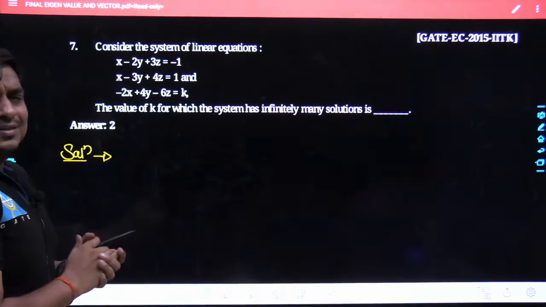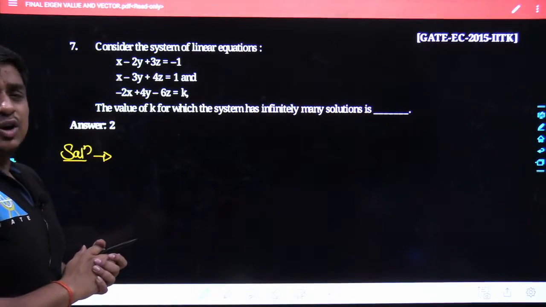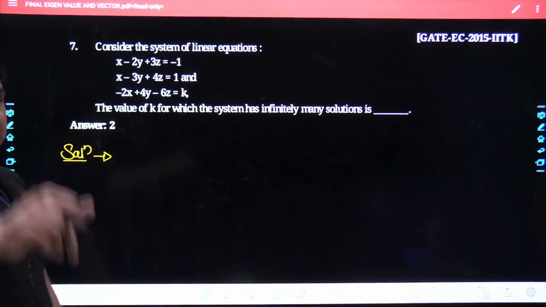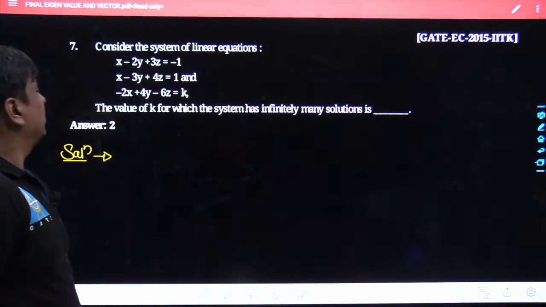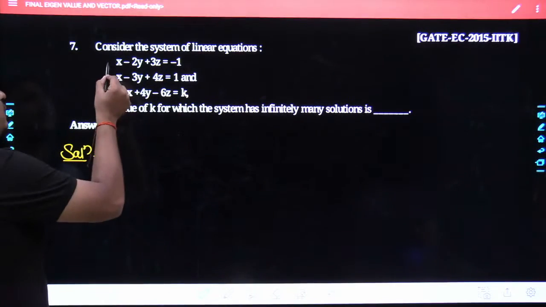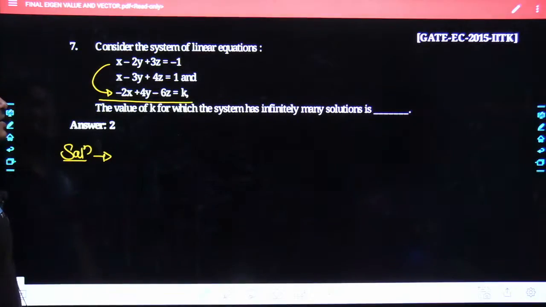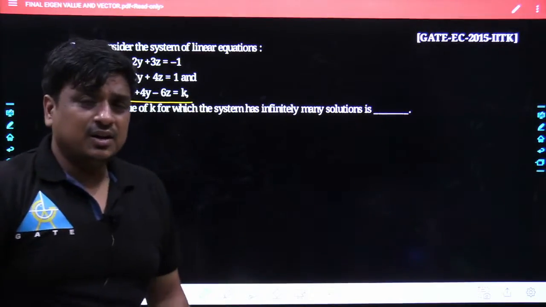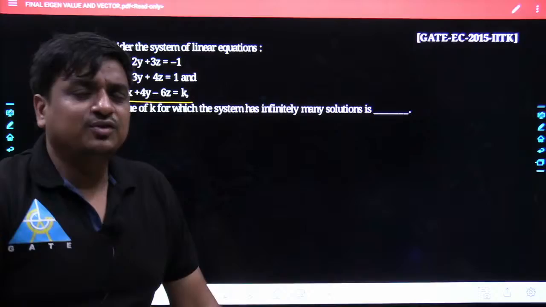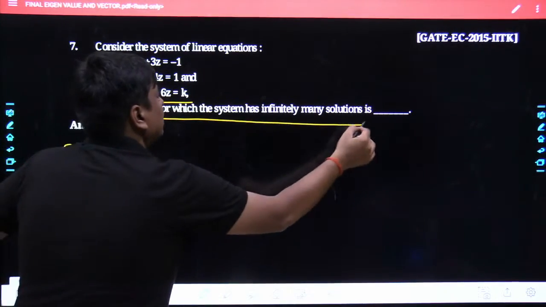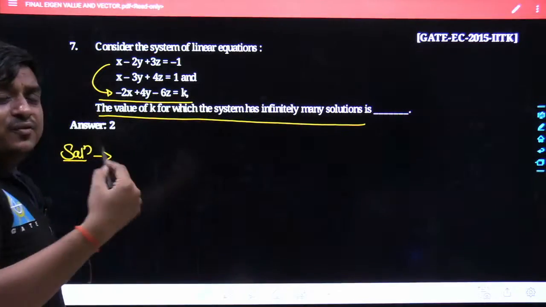Either you can use the concept of rank of A augmented B, or straight away you can use something else. Try to understand this way. See, the first equation and the third equation are going to be linearly dependent if a little bit of articulation is made. Moreover, it has been clearly given that we need to get the value of k when we have infinitely many solutions.